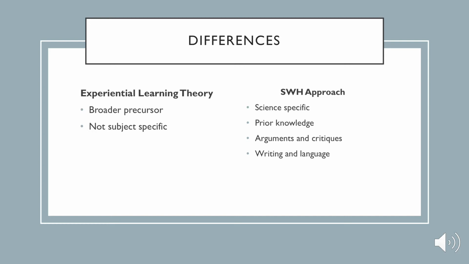So a few of the differences between these theories noted here is that experiential learning theory is maybe a broader precursor to the ideas within science writing heuristic. It's not formal or specific to any subject, nor does it rely on a specific action such as writing. In contrast, the science writing heuristic clearly is a science-specific thing. As with constructivism, it relies on building prior knowledge and formulating arguments and critiques as an end goal. It also is heavily focused on types of writing that are necessary for good work in science.